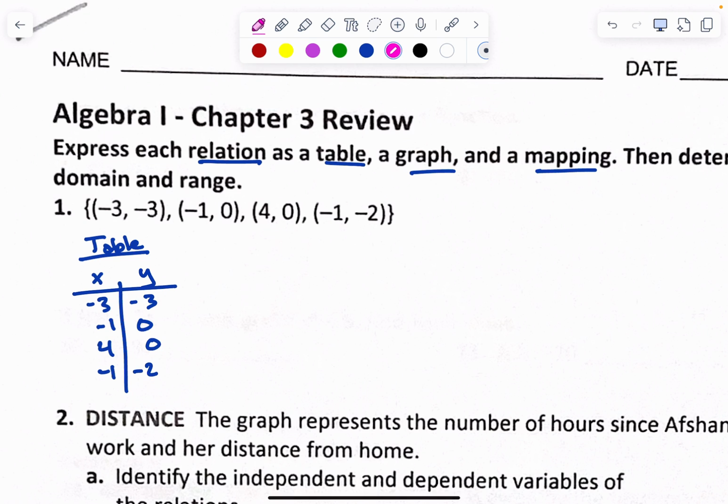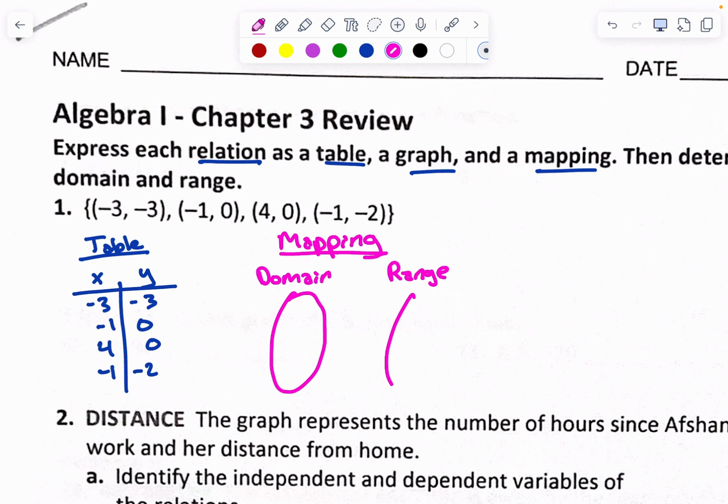All right, let's do a mapping next. How do you do a mapping? You call them the domain, and you call them the range. And then we do little bubbles and we draw arrows, right? -3, what's the next one? -1, 4, and I also have another -1, so I'm not going to put it twice. My range, I've got -3, 0, and -2.